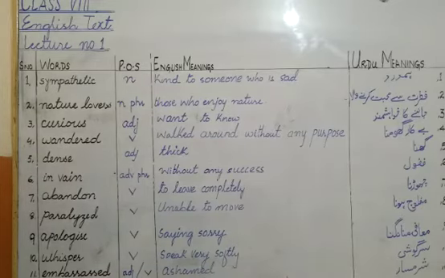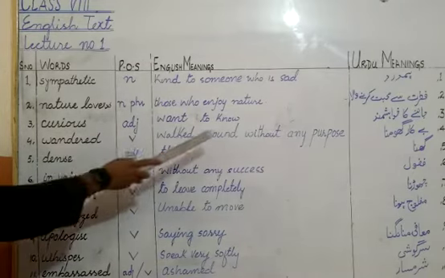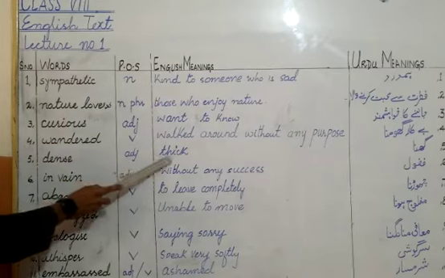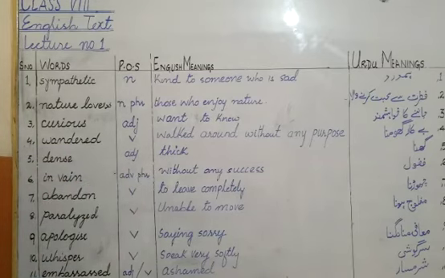The fifth word is dense. It's an adjective and its Urdu meaning is ghana. And its English meaning is thick. South Africa has dense forest.